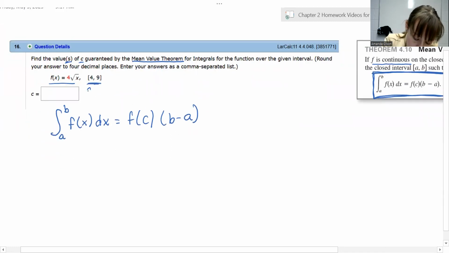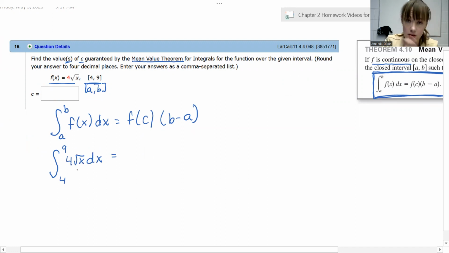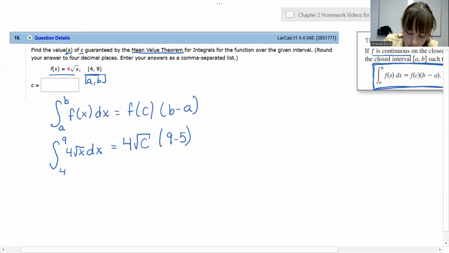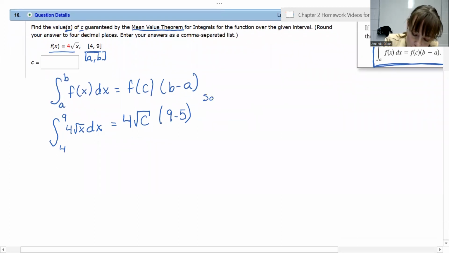Now let's fill that in for our given information. Our a to b is 4 to 9. So on the left we're going to have the integral from 4 to 9, our f of x is 4 square root x dx. That's our left-hand side. Our right-hand side is going to be f of c, so 4, plug in c for x. So we have 4 times the square root of c, and then for b minus a, we're going to have a 9 minus 5. And then for this equation, we just want to solve for c.